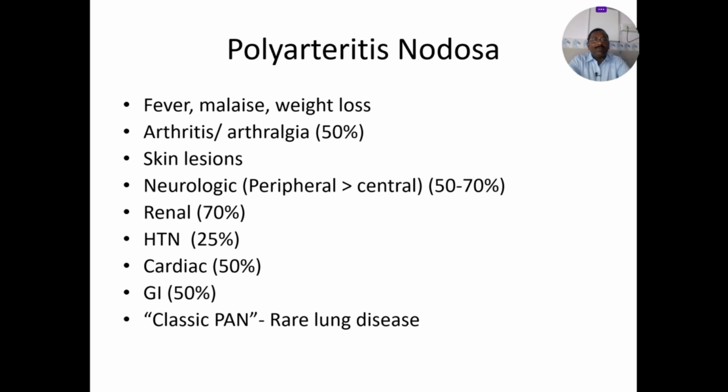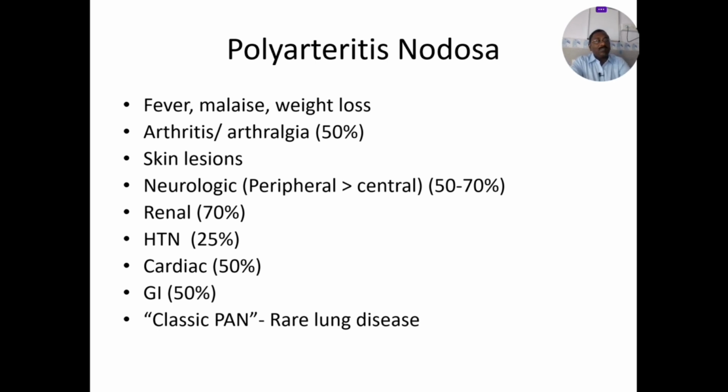Constitutional symptoms like fever, malaise, weight loss, arthralgia. Not only the arthralgia, arthritis is also there in some of the population. Skin lesions like purpura, elevated lesions, maybe skin ulcers. Neurological, mostly the peripheral neuropathy rather than the central neurological involvement.